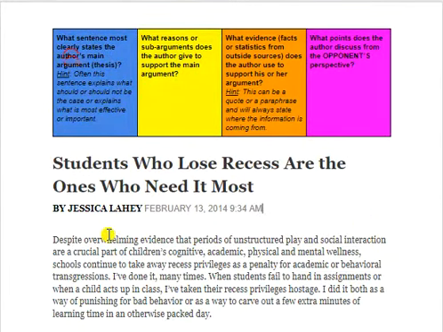So the title usually will give you a hint, or it should, if it's written well, as to what the author is going to be arguing. And keep that in mind when you're writing your own research essay and trying to title it. Your title should clue the reader in as to what you're going to be arguing. So it says, students who lose recess are the ones who need it most. So we're looking for a statement that's in line with that.